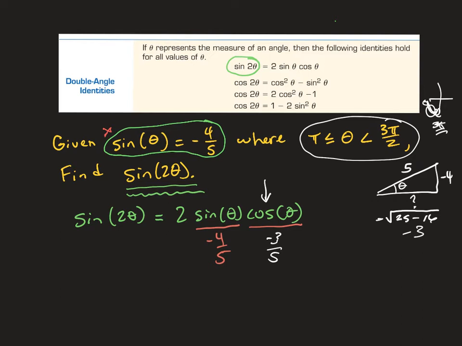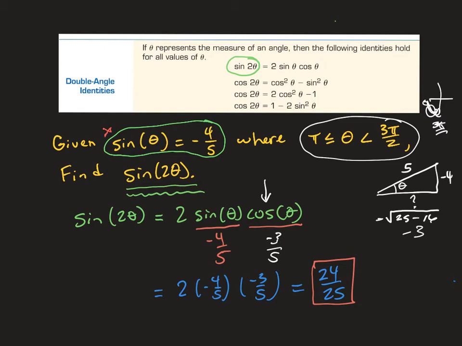So if we're asked to find the sine of 2 theta in this situation, the calculation that we'll do is 2 times negative 4 over 5 times negative 3 over 5. And that value will be 24 over 25. And that's positive because a negative times a negative is a positive here. And that turns out to be the correct answer for this problem.